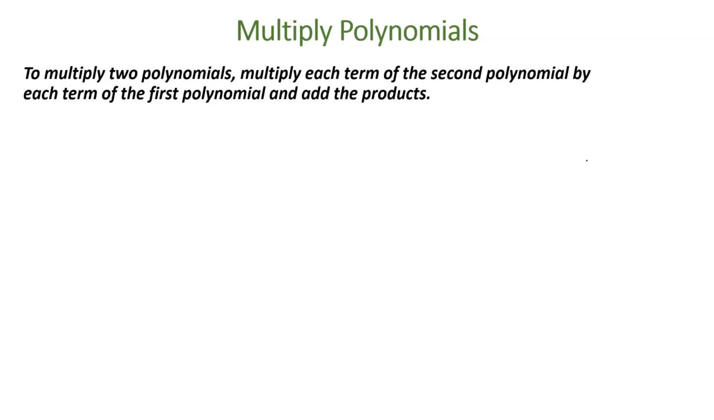Let's multiply polynomials. To multiply two polynomials, we multiply each term of the second polynomial by each term of the first polynomial, and then we can add the products if the terms are like. Let's look at the example. (M plus 3) times (m squared minus 2m plus 1). I have a binomial, which is m plus 3, and I have a trinomial, m squared minus 2m plus 1. So this is how I'm going to multiply.